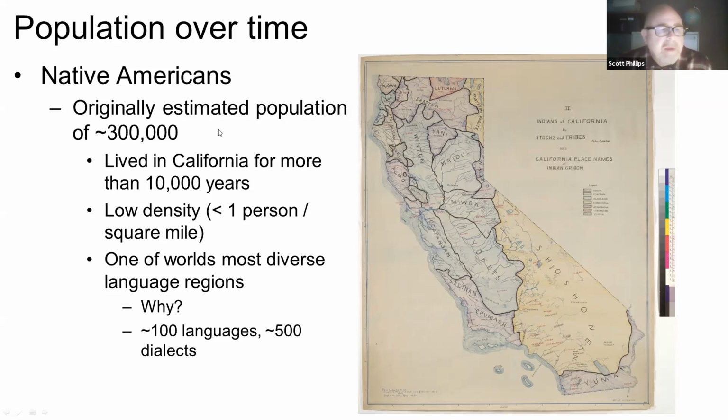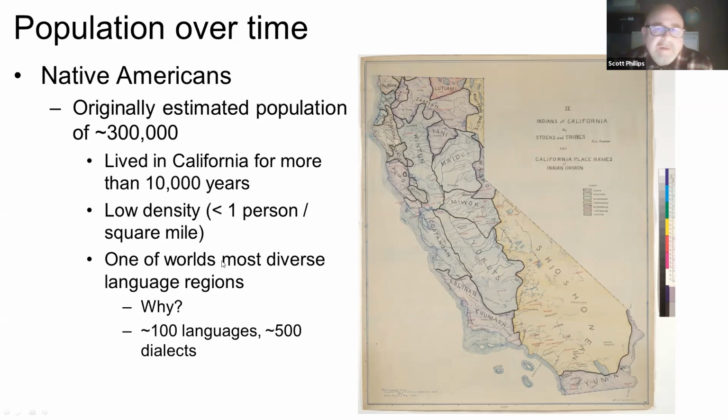They had a population of up to 300,000. It's really hard to get a good population estimate, but that's sort of the best guess. But fairly low densities, they didn't live in large settlements for the most part, less than 1 person per square mile. People were mostly hunters and gatherers and lived off the land, either through hunting or fishing or through foraging, things like acorns, for example.